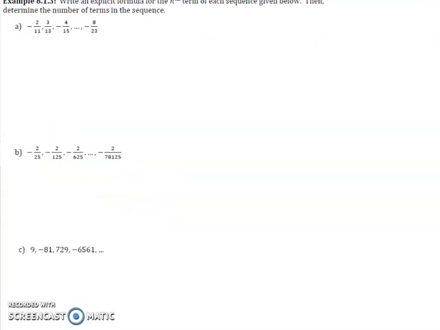In example 813, we'd like to write the explicit formula for each sequence given below. So these ones are probably going to take a little bit of puzzling through to identify exactly what's happening in each of these sequences. But your goal, again, is to write a formula in terms of n for each of these sequences. So pause the video and try that out on your own now.